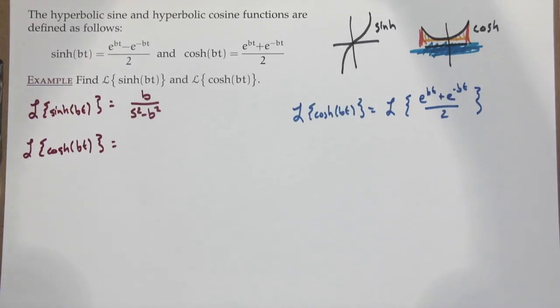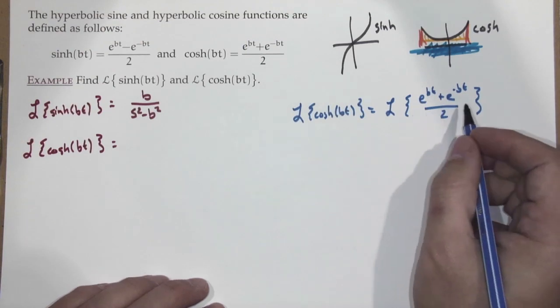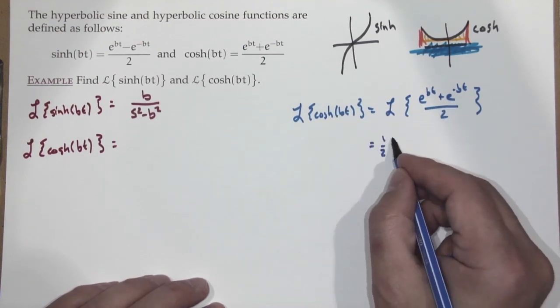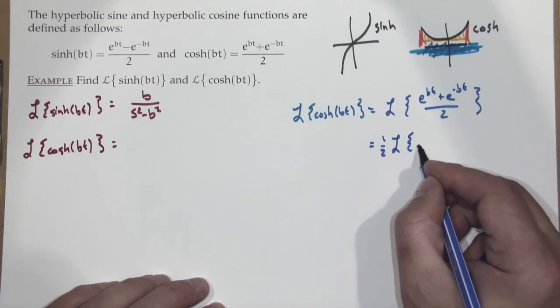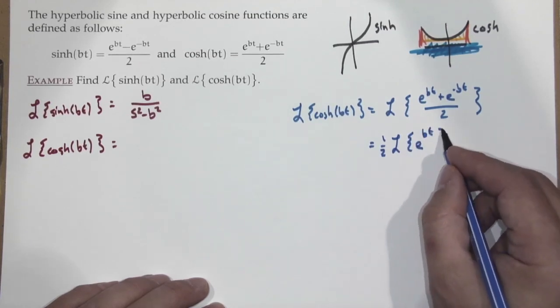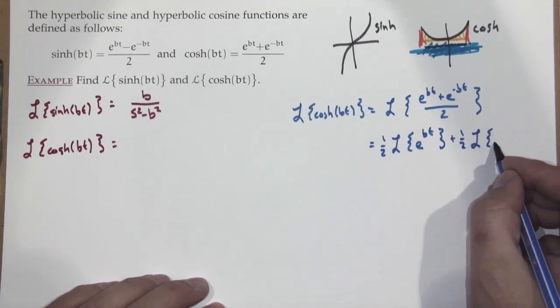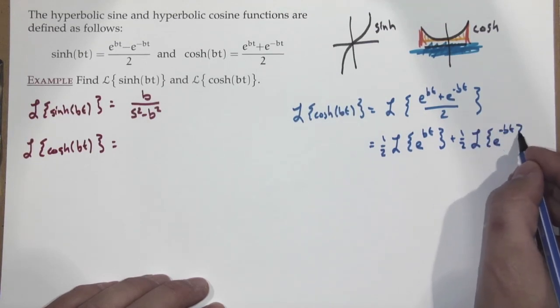The Laplace transform that was mentioned at the very beginning, do you remember a useful property that the Laplace transform has? Linear. This is a linear combination of functions. So we can rewrite this as 1/2 the Laplace transform of e to the bt plus 1/2 the Laplace transform of e to the minus bt.